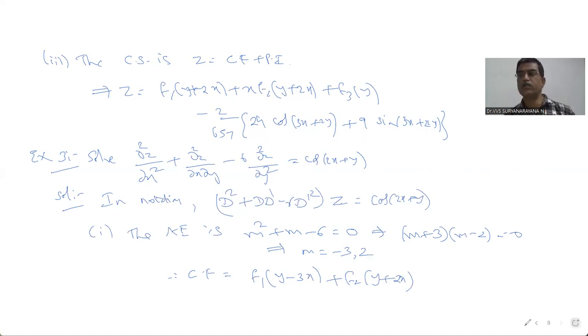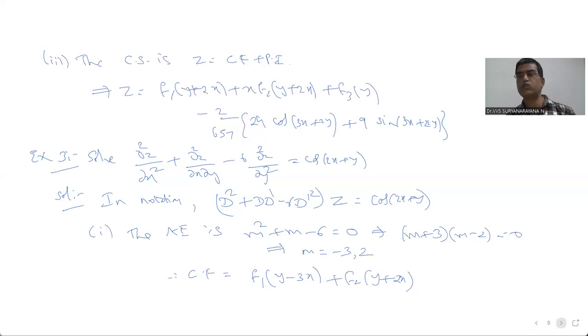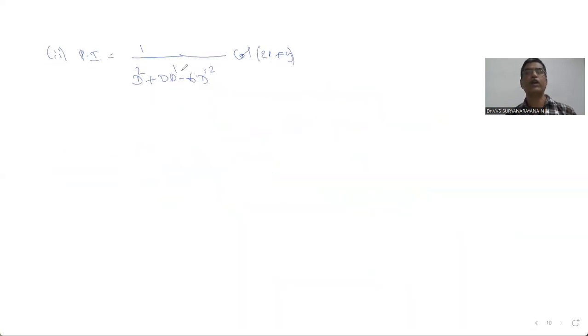Now coming to the second one, that is the particular integral. This one, the inverse operator of this D square plus D dash minus 6 D dash square to be operated on cos 2x plus y. So step number 2, particular integral is 1 by D square plus D dash minus 6 D dash square to be operated on cos 2x plus y. Is it cos 2x plus y? Yes, cos 2x plus y only. Okay.